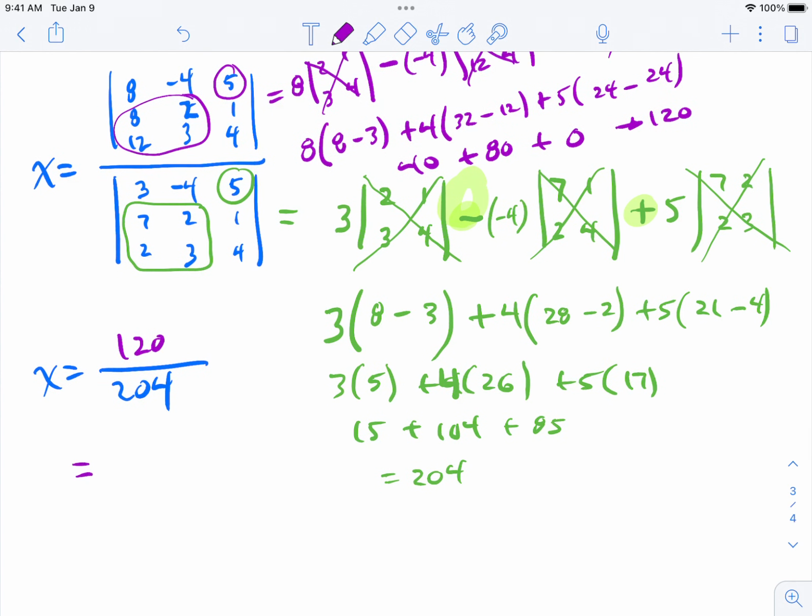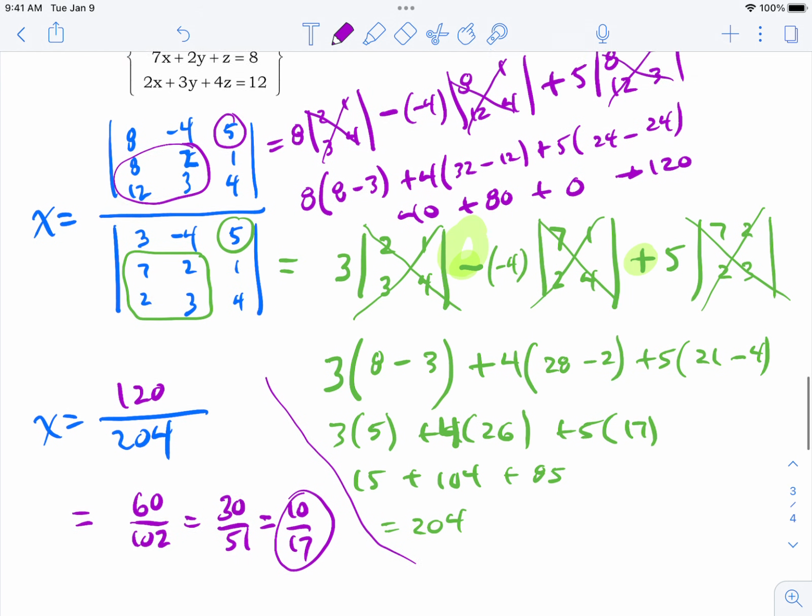What does this reduce to? Well, I'll at least cancel 2's. 60 over 102. Now I'll cancel 2's. 30 over 51. Now I'll cancel 3's. 10 over 17. And I think that's as low as I'm going to go. And that's what I got before. I'm so happy. Good. I don't seem to be making any mistakes on this, so that's good.